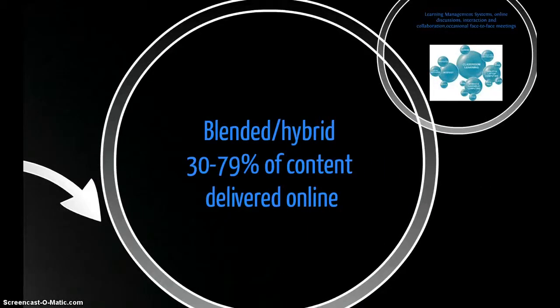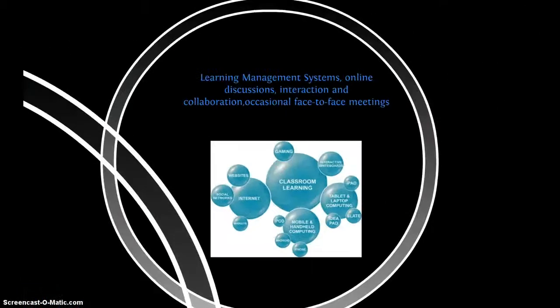Blended or hybrid learning environments deliver 30 to 79% of their content online. Learning management systems, online discussions, interaction and collaboration between peers, and occasional face-to-face meetings are all elements found in a blended hybrid learning course.